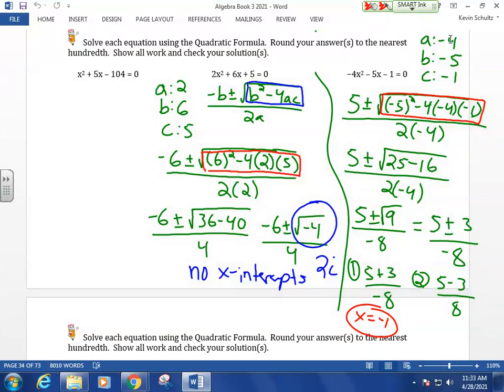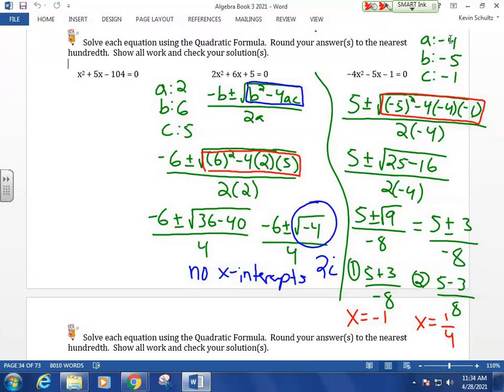Looks like x equals y. I should make that better. X equals negative 1. And our second one, we get 2 divided by 8. So x equals 0.25 or the fraction 1/4. Okay, questions on any of this?